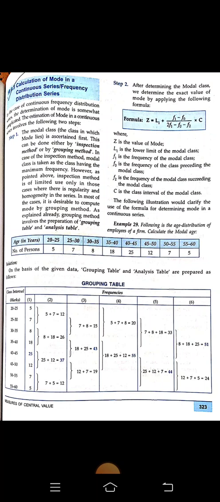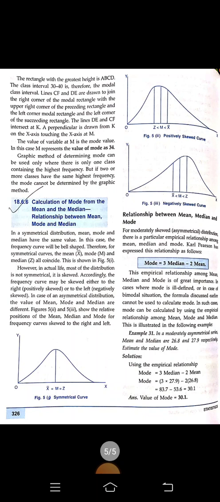So this is the grouping table, and in the analysis table we put tick marks. First of all we have the column numbers 1, 2, 3, 4, 5, 6, then the class intervals written at the top, and then we put the tick marks. Which one has the maximum? That is 40 to 50; the class 40 to 45 has 6. So now we have to do the calculation.